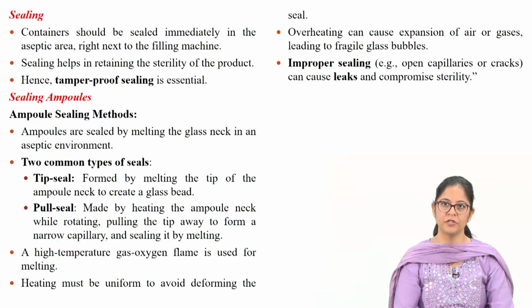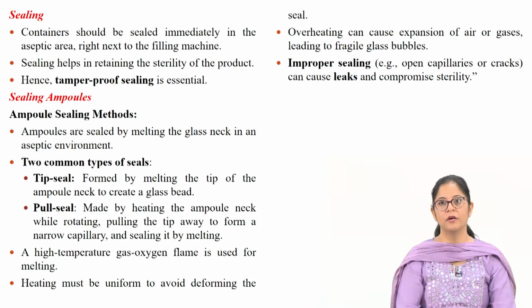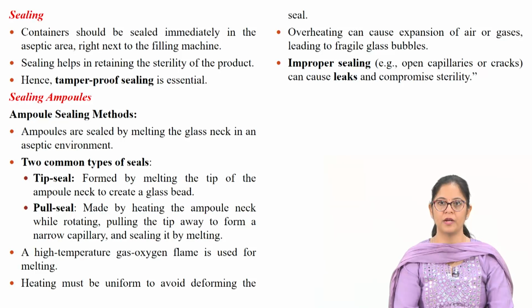One is a tip seal, which is formed by melting the tip of the ampule neck to create a glass bead. Then there is a pull seal, made by heating the ampule neck while rotating, pulling the tip away to form a narrow capillary and sealing it by melting. A high temperature gas oxygen flame is used for melting.